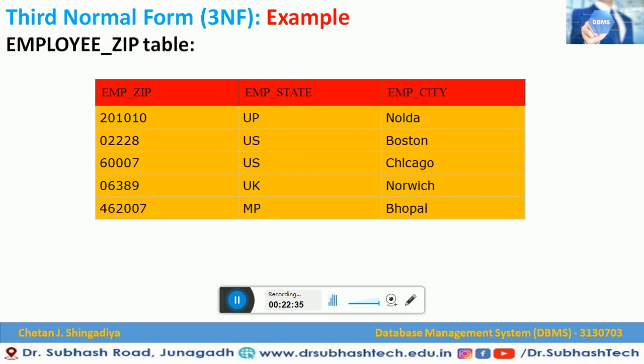After converting that table, we can say that the table is now in third normal form. Why? Because now you can see this table satisfies all the properties of first normal form, second normal form, and third normal form. So this is third normal form.